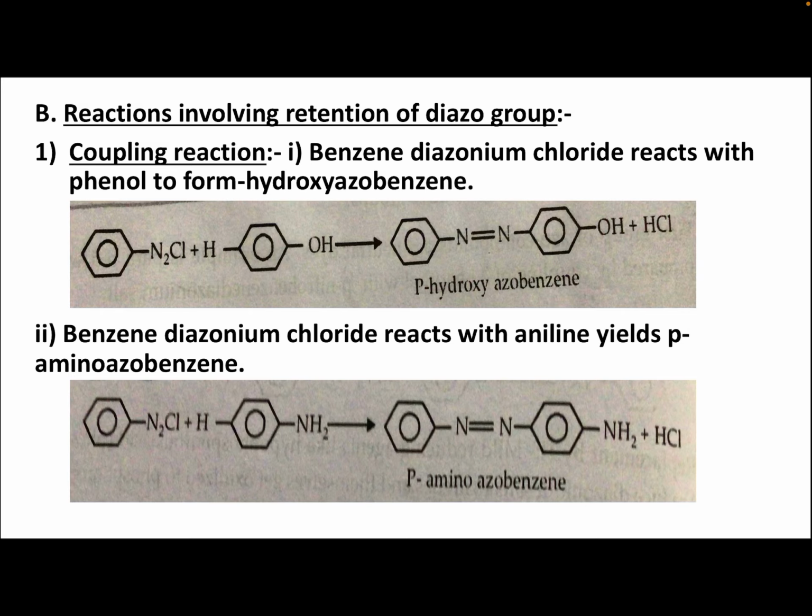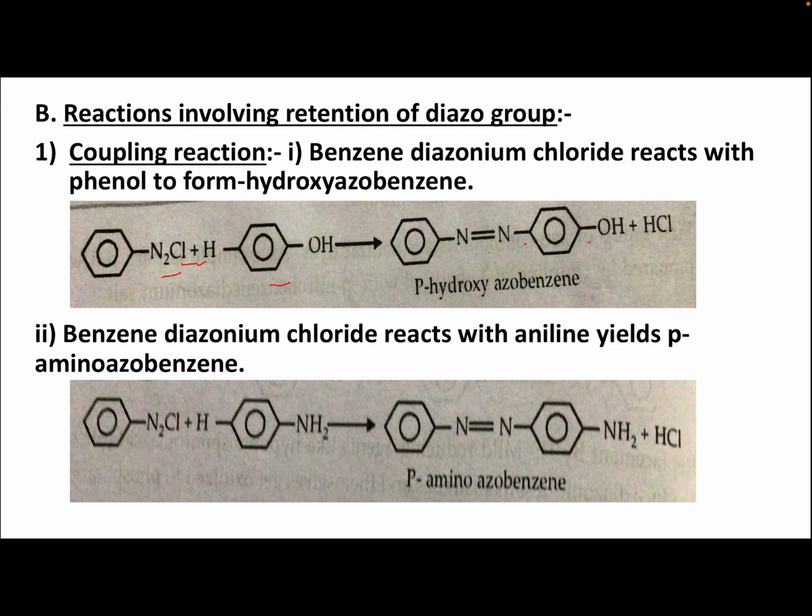Reactions involving retention of diazo group. Next reactions are coupling reactions. Benzene diazonium chloride reacts with phenol to form hydroxyazobenzene. This is benzene diazonium chloride. In the presence of phenol, you get para-hydroxyazobenzene. Para position means the 1,4 position. Here N double bond N and Cl are there, the para-hydroxy group attaches here and HCl is removed, and you get para-hydroxyazobenzene in the coupling reaction.